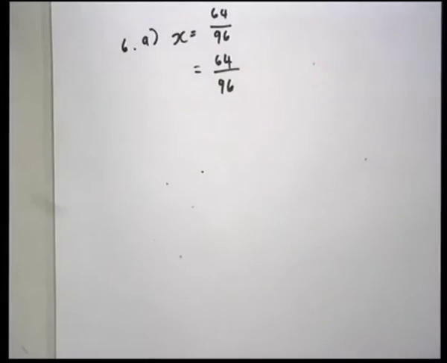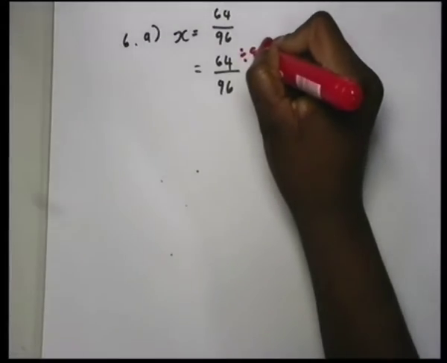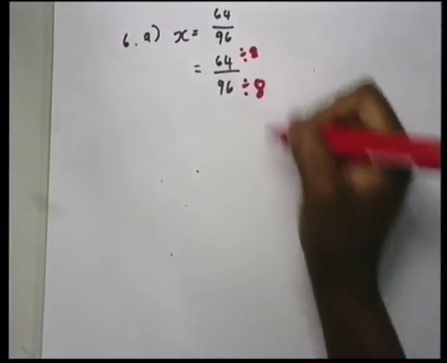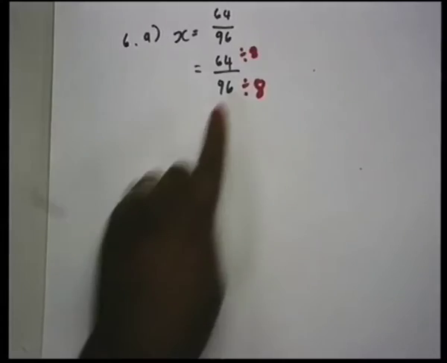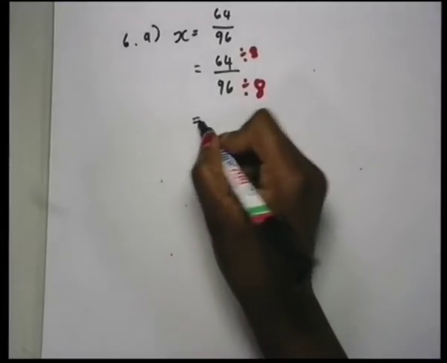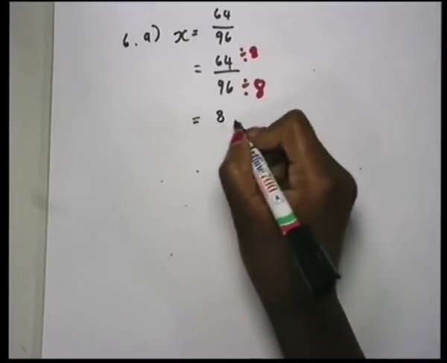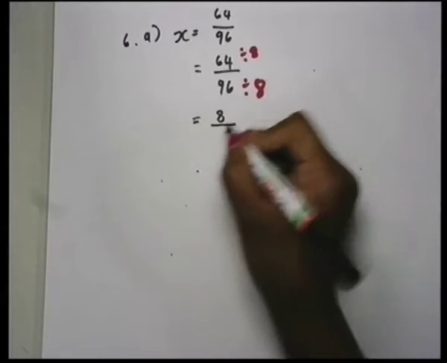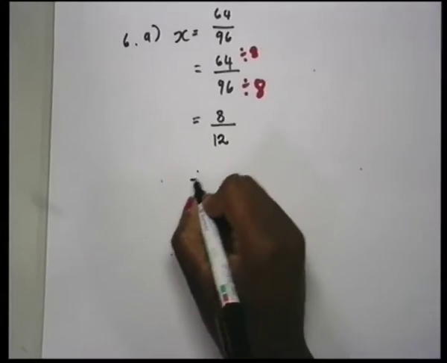64 divided by 8 and 96 divided by 8. If we take 64 divided by 8, 64 divided by 8 is equal to 8. Please feel free to use your calculator. And 96 divided by 8 is then equal to 12.